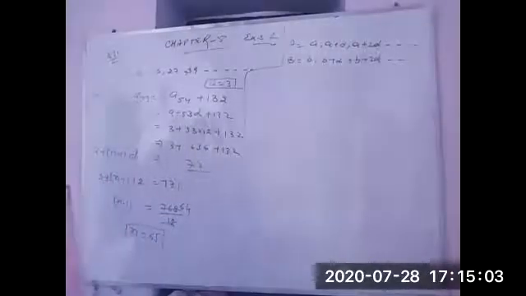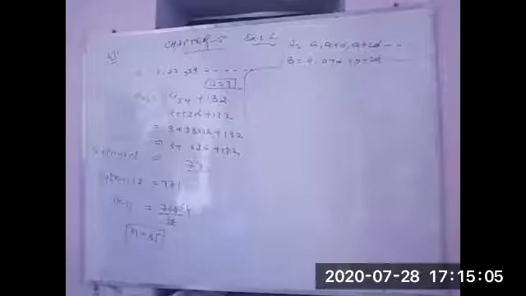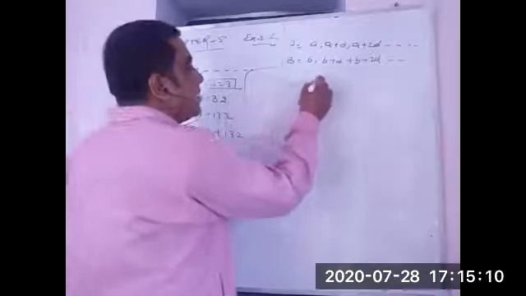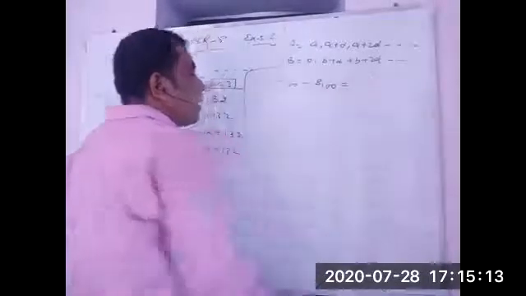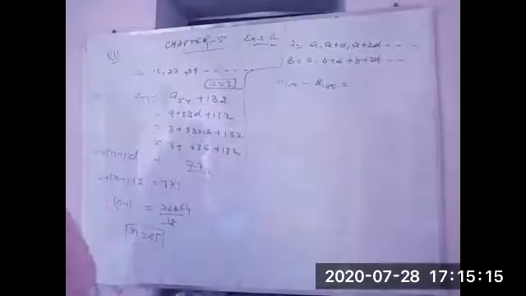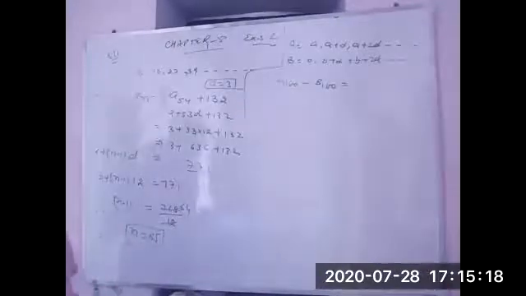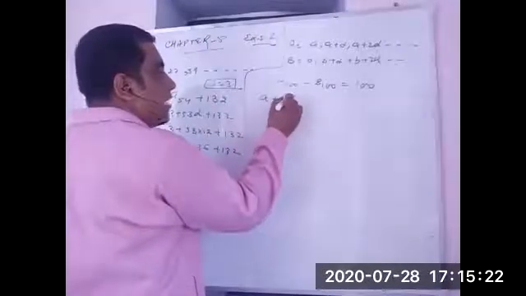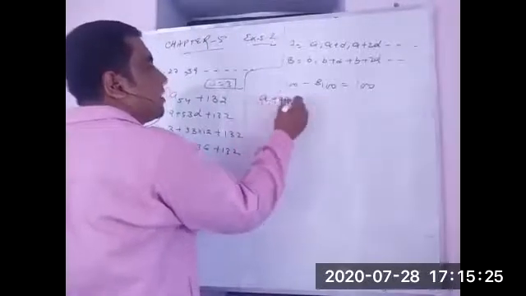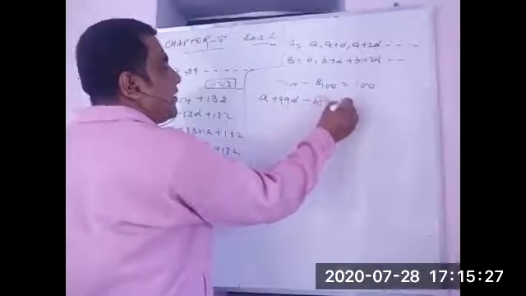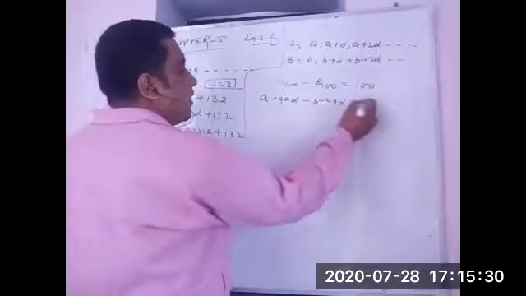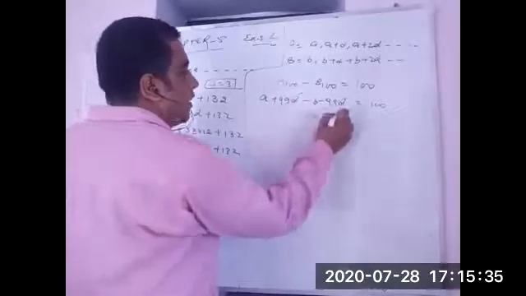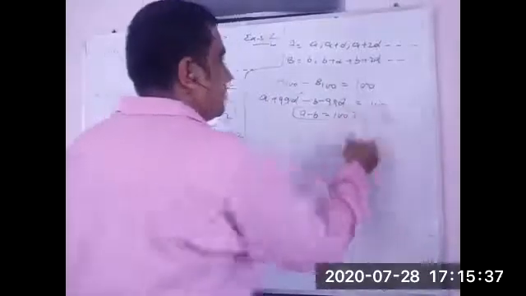Okay, now it is given that the difference between their 100th terms, that is a100 minus b100, will be equal to 100. So now putting the values, a100 will be a plus 99d, minus b minus 99d. This minus will change the sign. Equal to 100, 99d and 99d cancelled. a minus b equals 100. Put it as equation number 1.